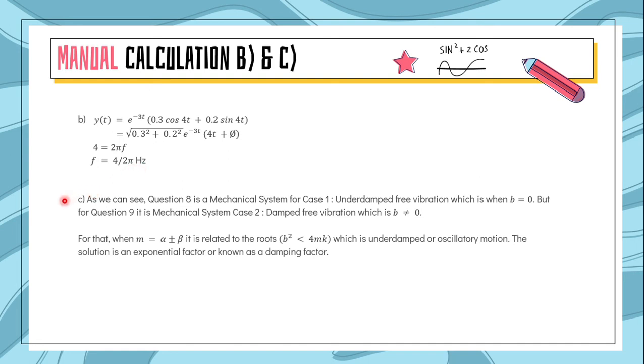The answer for C is, as we can see, question 8 is a mechanical system for case 1, underdamped free vibration, which is b equals 0. But for question 9, it is mechanical system case 2, damped free vibration, which is b is not equal to 0. For that, when m equals alpha plus minus beta, it is related to the roots b squared less than 4mk, which is underdamped or oscillatory motion. The solution has an exponential factor, also known as a damping factor.